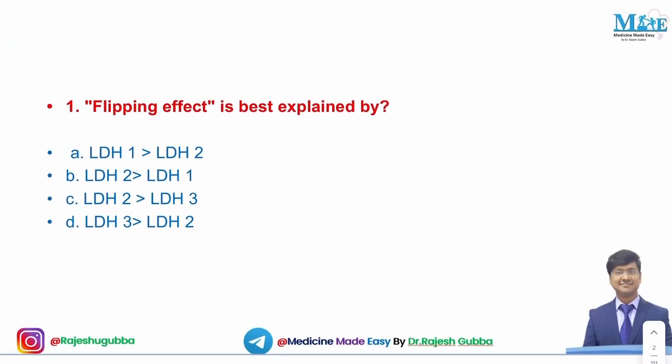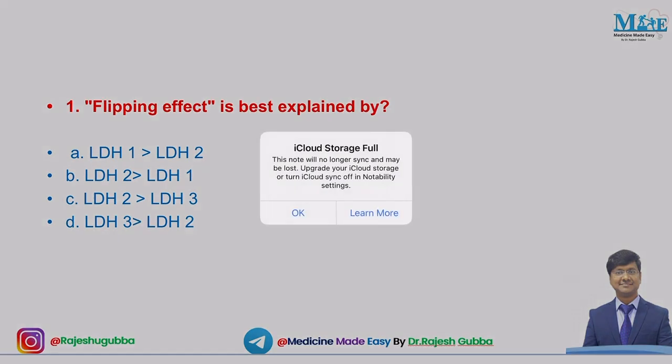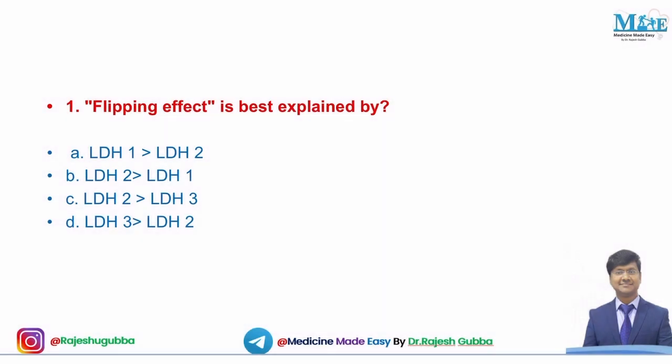The first question in the medicine challenge was: the flipping pattern is best explained by, option one, LDH1 more than LDH2; second option, LDH2 more than LDH1; third option, LDH2 more than LDH3; fourth option, LDH3 more than LDH2. First of all, let me tell you what is a normal situation. The normal pattern of LDH1 and LDH2 is that LDH2 will be much more than LDH1.